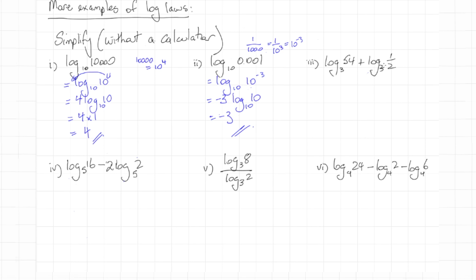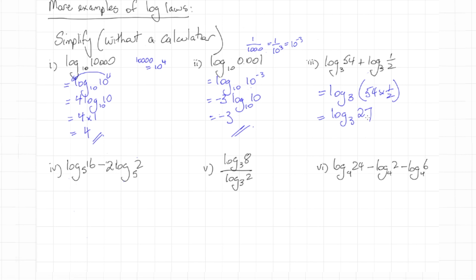This one here, we're adding logs. If we're adding logs, it means we're multiplying the numbers. So that's the log to base 3 of 54 times a half. Now without a calculator, 54 times a half may seem a little bit difficult, but we can just go a half of 54. So there'll be log to base 3, and a half of 54 is the same as 54 times a half, and a half of 54 is 27.